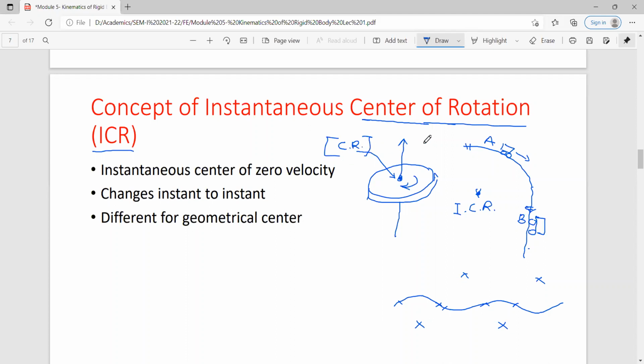Okay. Sir, do we have to learn some formulas regarding differential? Formulas regarding? Sir, it is written different for geometrical center. So there are some formulas for different figures. Yeah. I will explain these points.